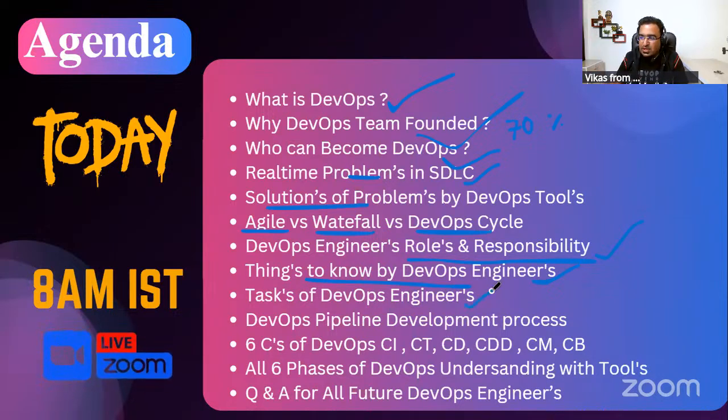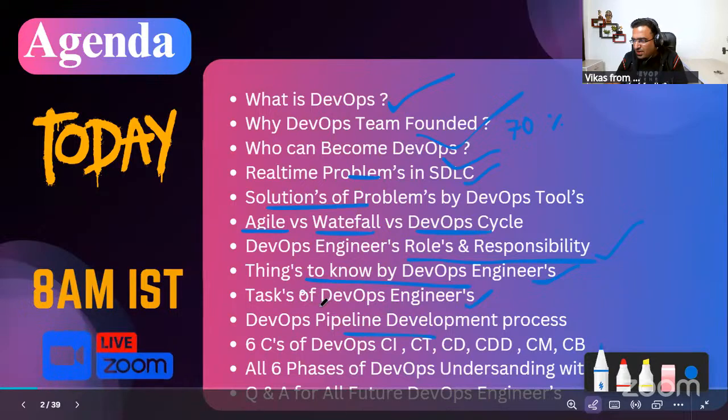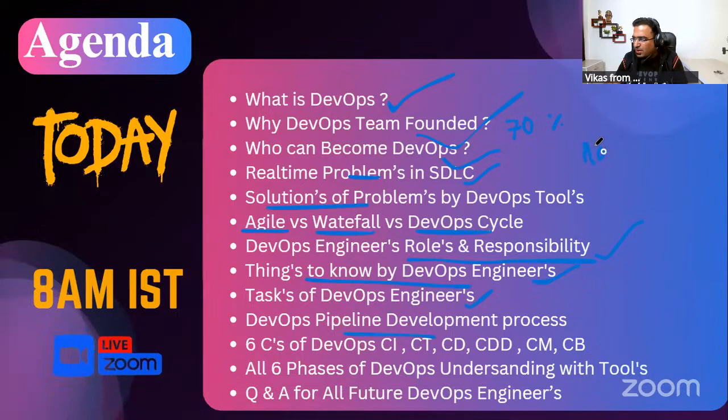Tasks of a DevOps engineer: as soon as you join any company as a DevOps engineer, what all tasks you are going to get will also be discussed in today's session. Then the DevOps pipeline, and one more thing I feel I have missed: who can become a DevOps engineer. We will discuss that in between. First I will teach you the DevOps roles and responsibilities and what all tasks there are. Then I will come to the question of who can become a DevOps engineer, and I will talk with you as well about whether you can become one or not. Make sense? Yes or no? Is that okay?